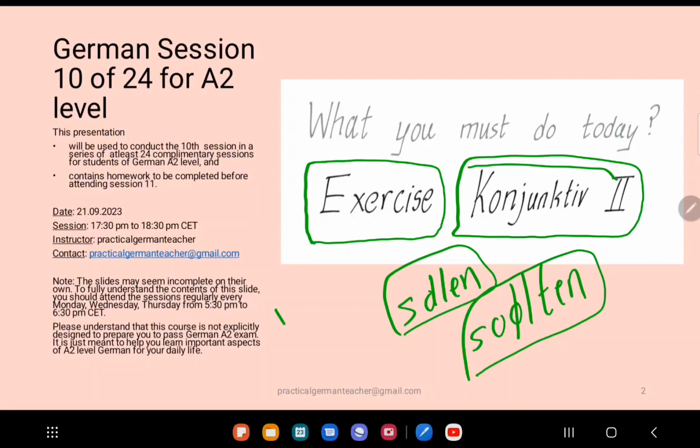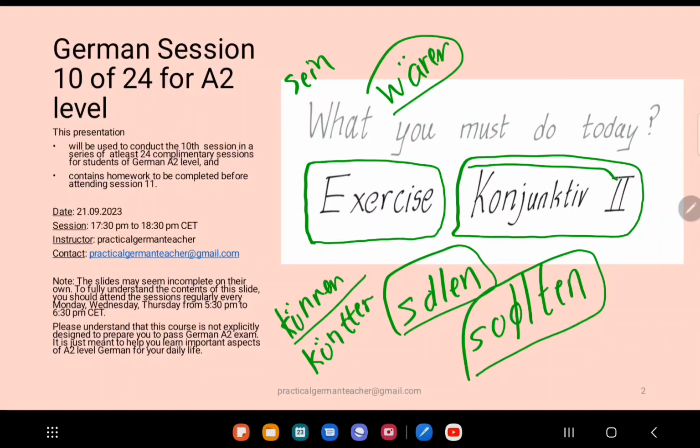And for example, then you have können. Its Konjunktiv II is könnten. Then you have sein. Sein for Konjunktiv II becomes wären. If you don't know what this is, we discussed this in detail in our last session, session 9 for A2 level.